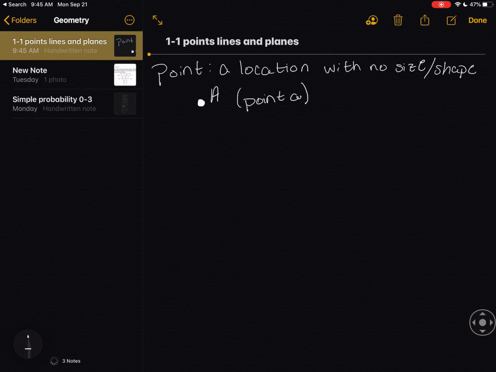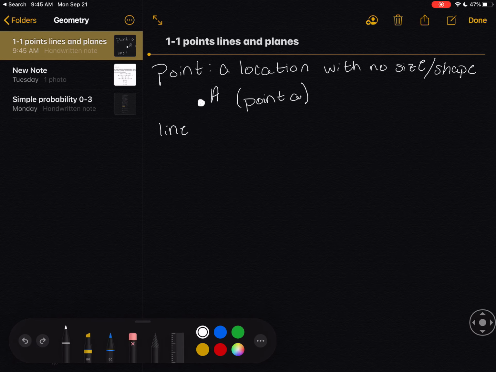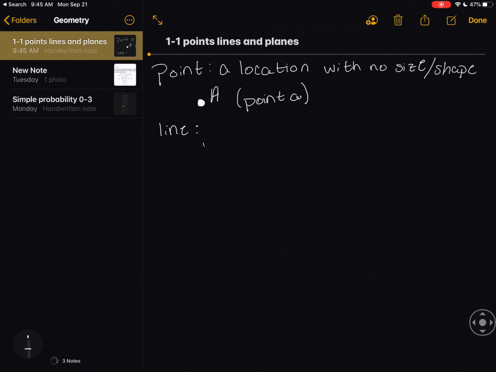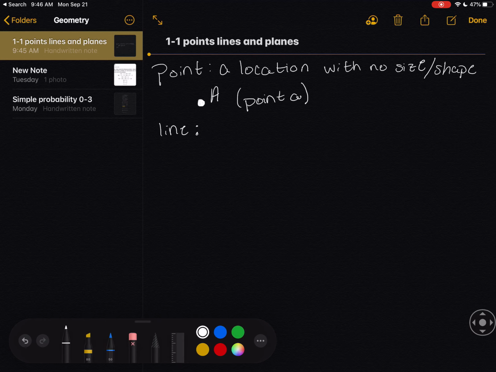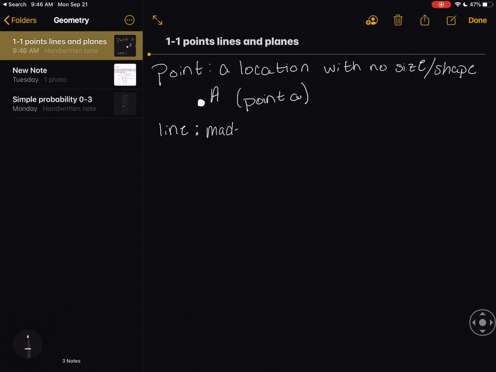The next one we have is a line, and this is made up of 2 points. Okay, so a line is made up of typically at least 2 points, and it has no thickness or width.